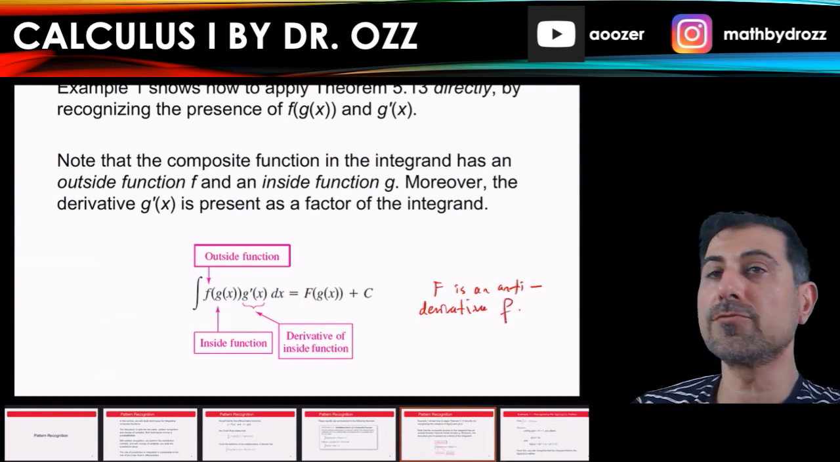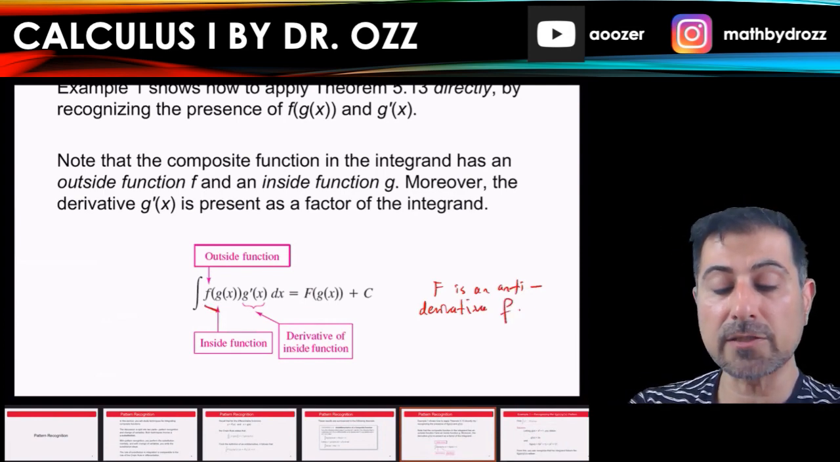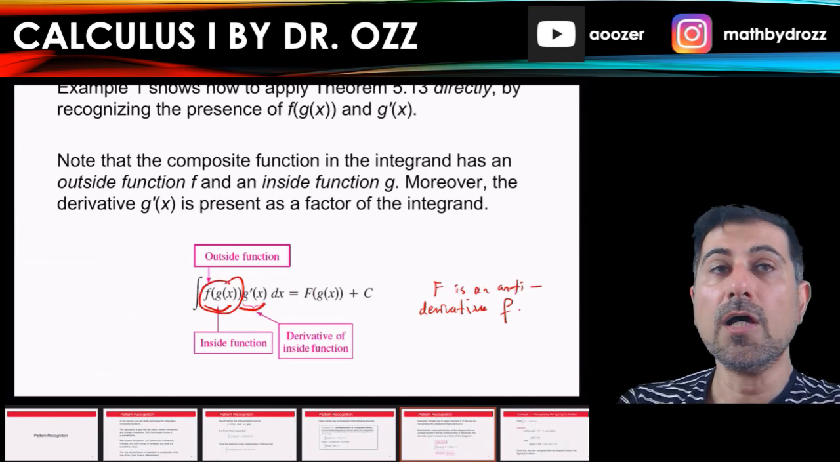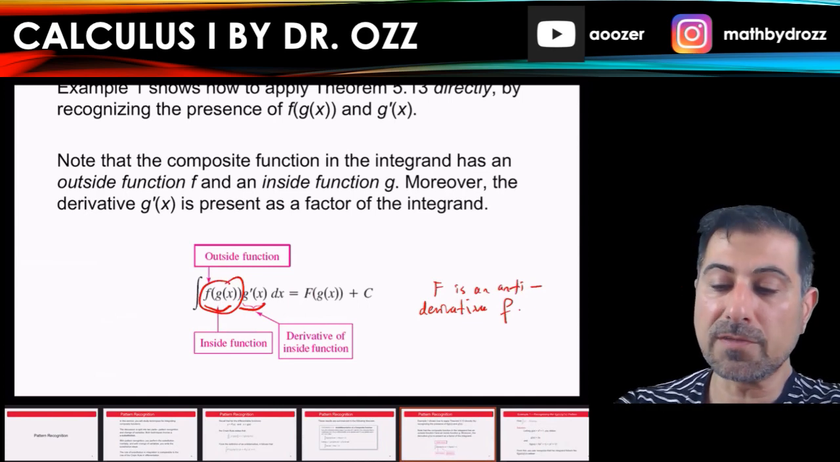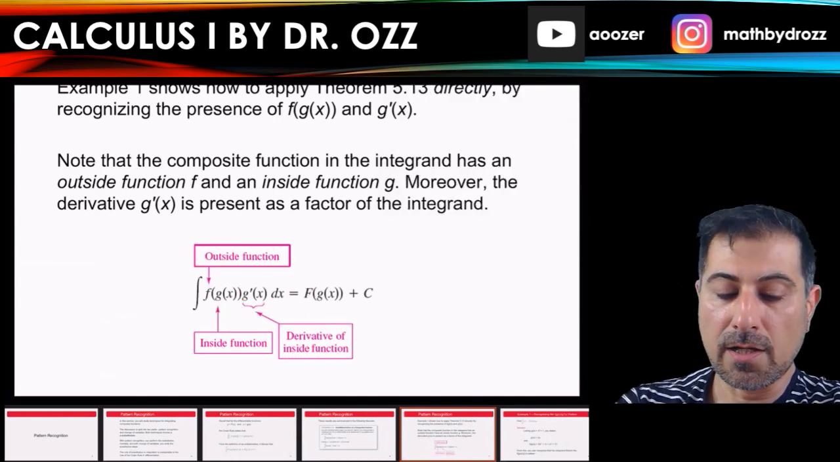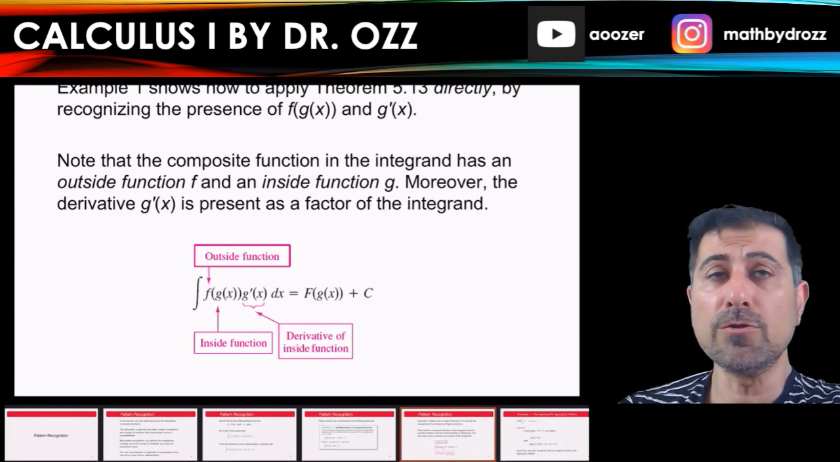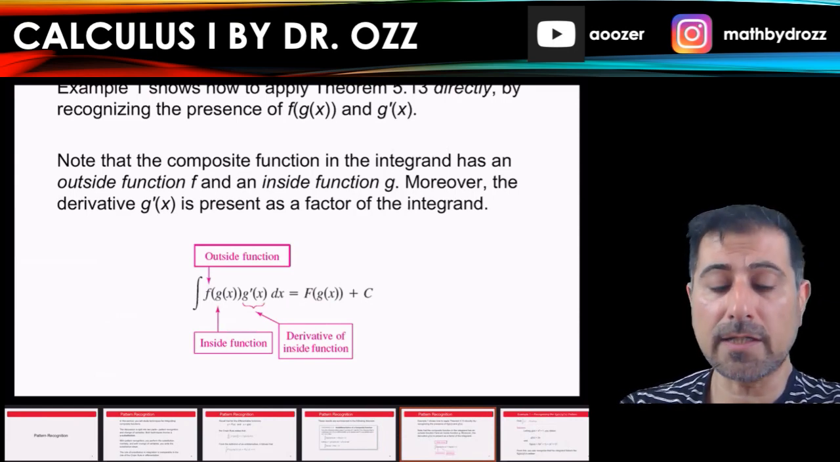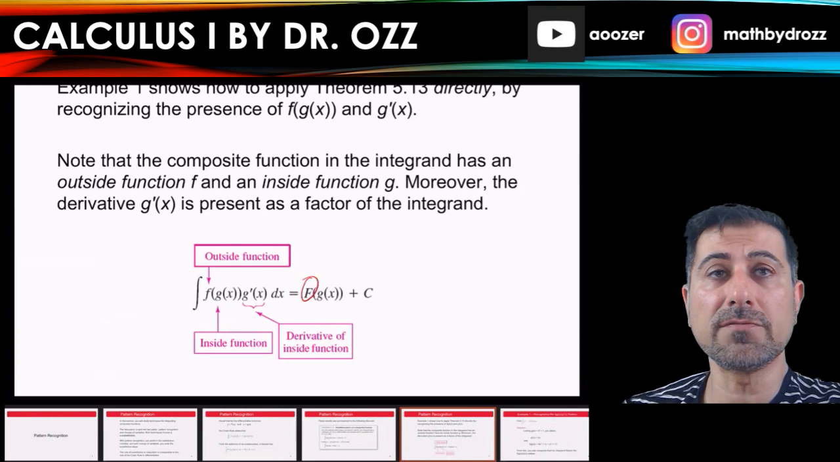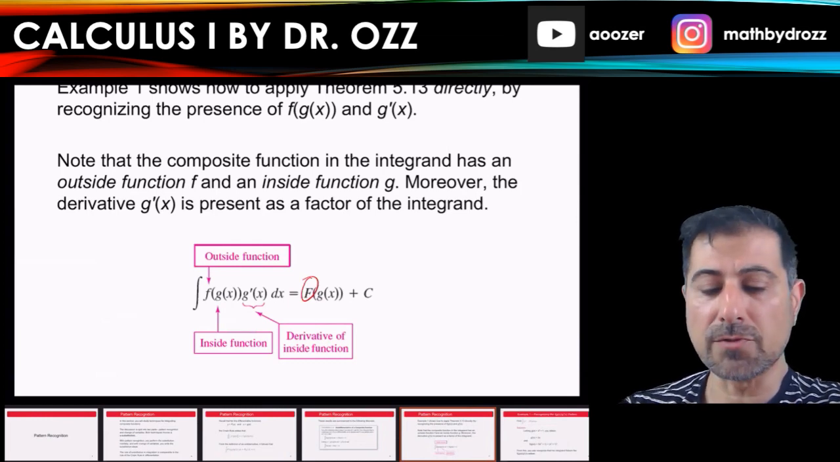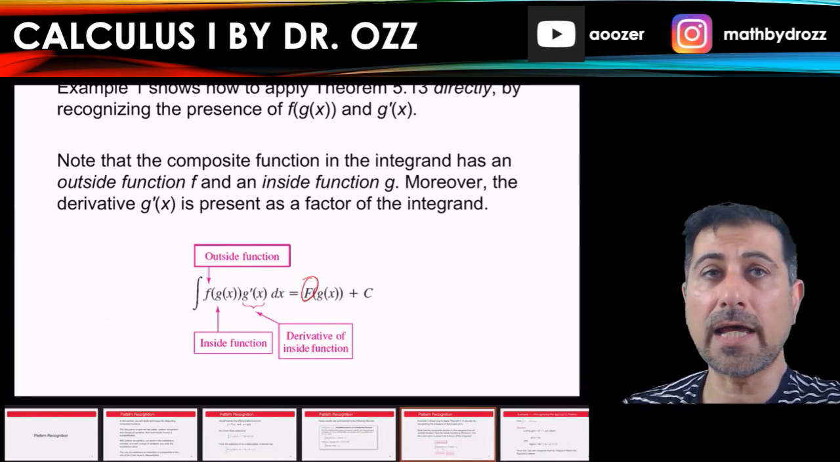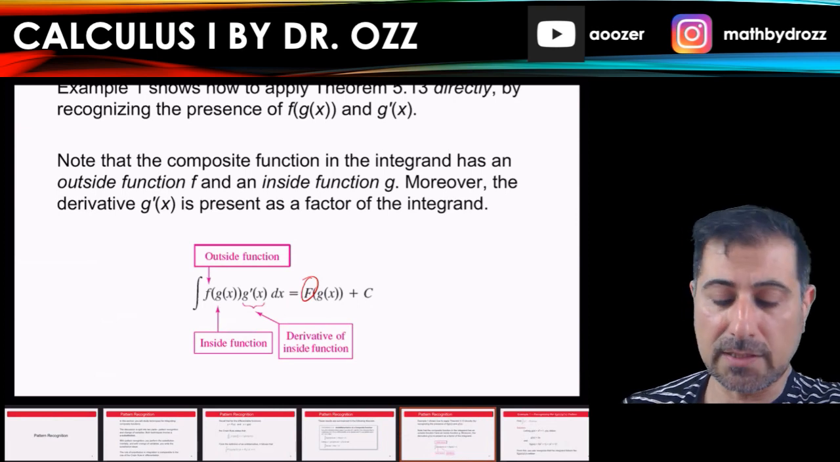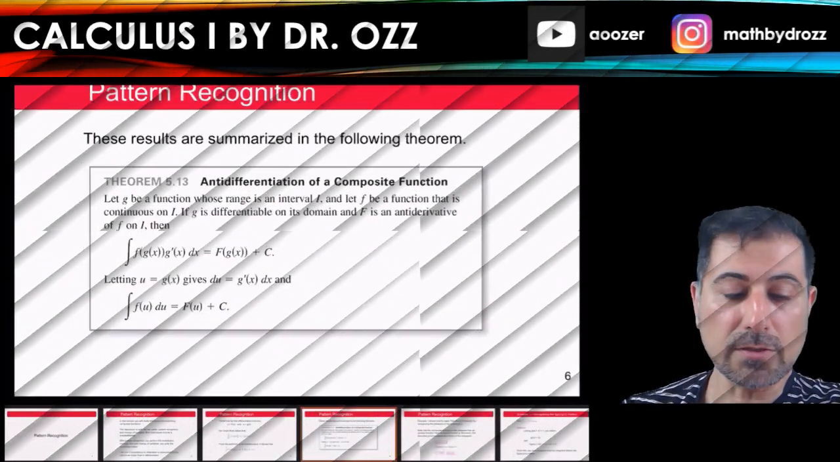So if you know the antiderivative, and if you follow this pattern, that this composite function is multiplying the derivative of the inner function, then this is your pattern. All you need to do is to find capital F, the antiderivative of f, and then the result is going to be this composite function F of g of x plus c. So going back to the actual result here.